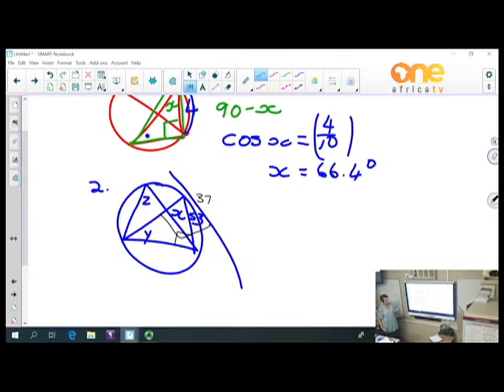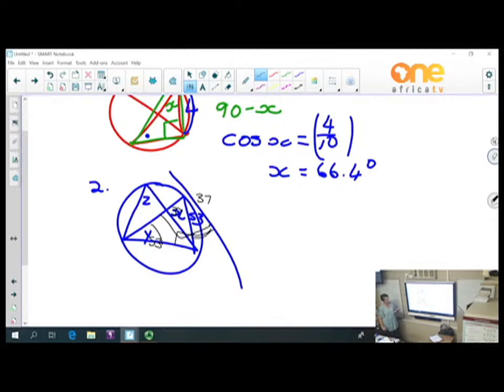Okay, so what is the size of Y? If this one is 37, then Y is 53 again. In the triangle, 180 minus 90 minus 37 is 53. Can you also see that this one is the exterior angle and this is the interior angle there? So you can also use that fact.